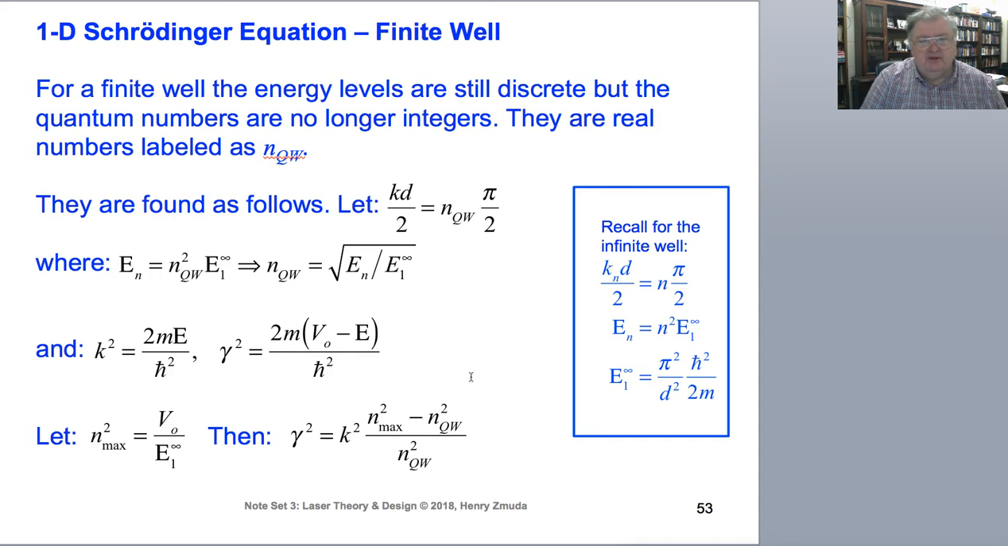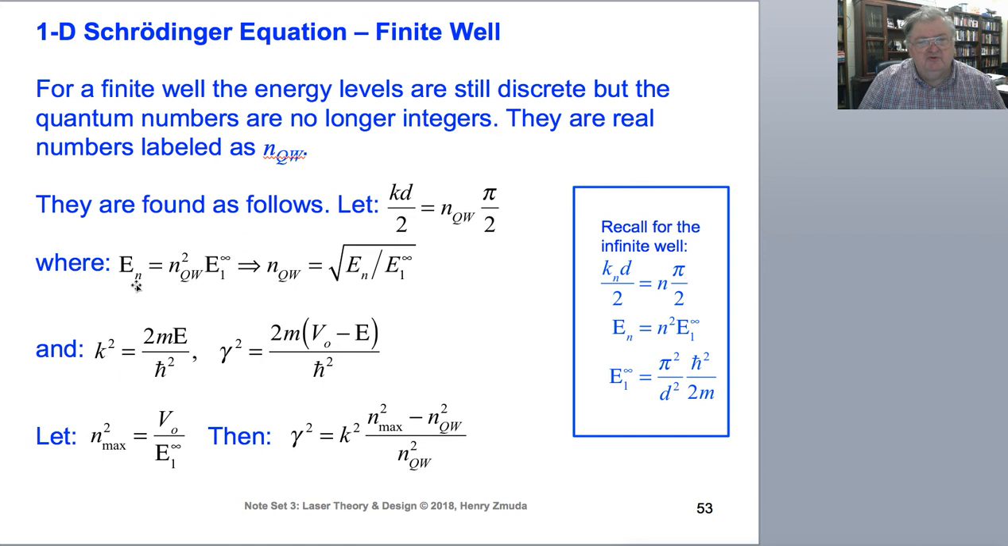So what I'm going to do is the following. Again, I put on the side here the results for the infinite well just so you could see the correspondence. For the infinite well, where n was a pure integer, k d over 2 was an integer n times pi over 2. Well, here I'm going to let k d over 2 equal a number now, no longer an integer. I'm going to call it n_QW, for n quantum well, times pi over 2. So it looks very, very similar.